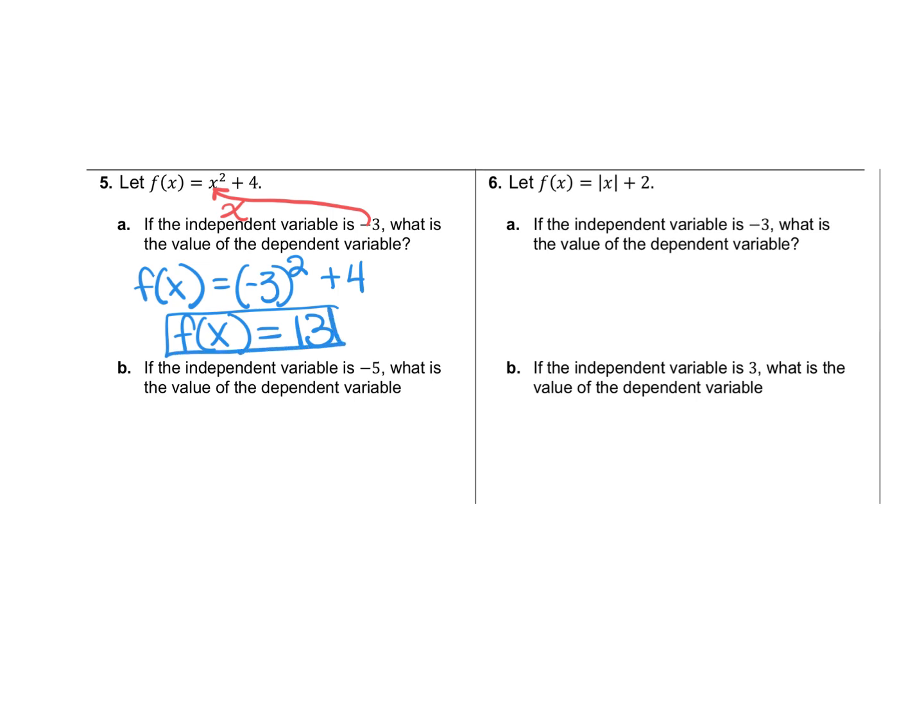All right, so now it says again, if the independent variable, so this one, the independent variable is negative 5, what is the value of the dependent variable? So we're just looking here for the independent variable again. So we're plugging in the independent variable. So f of x is equal to negative 5 in parentheses squared and then plus 4. And again, negative 5 times negative 5 is 25, plus 4, you'd have 29.